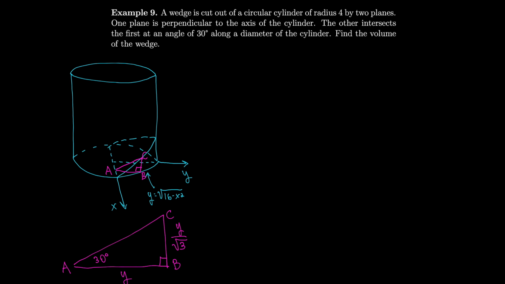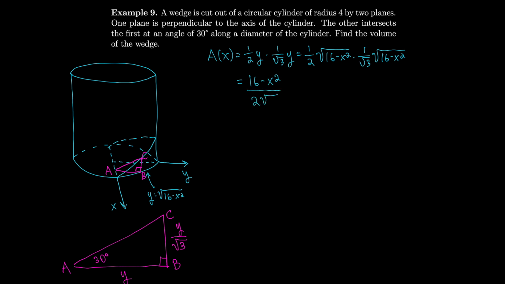So I think I can write out the area now, and then get the volume. The area is just the area of the triangle, which is half of y times 1 over rad 3 times y. I want it as a function of x, so that's half of the y value, which we said is the square root of 16 minus x squared, times 1 over rad 3 times the square root of 16 minus x squared. And that simplifies to (16 minus x squared) over 2 rad 3.